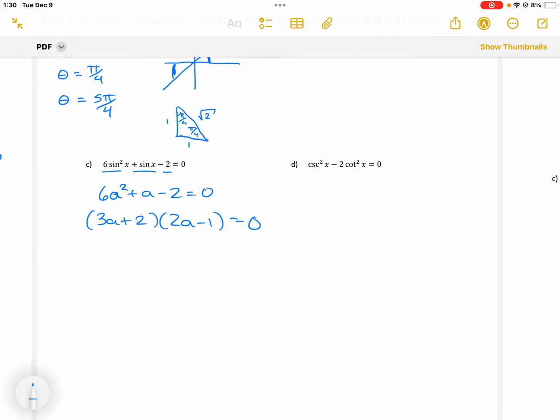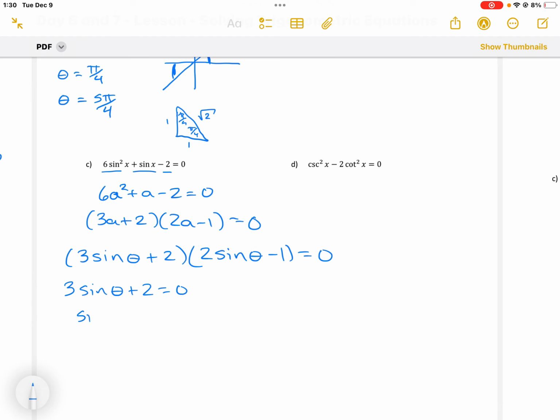But I know that a isn't really what I'm looking for. A is really sine theta. So similar to the first example, I here have 2 equations now that I have to set equal to 0 and solve. So my first equation would be that 3 sine theta plus 2 is equal to 0, which means that sine theta could equal minus 2 over 3, or I could have sine theta equals 1 over 2, which comes from this 2 sine theta minus 1 equals 0. So now I've got 2 equations that I need to solve.